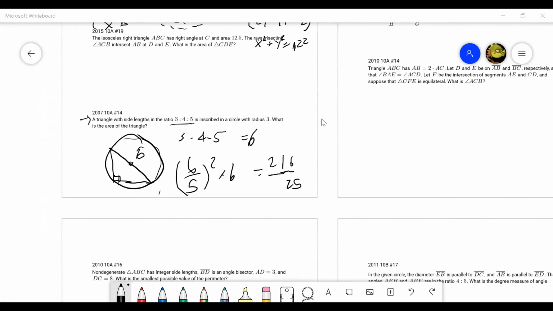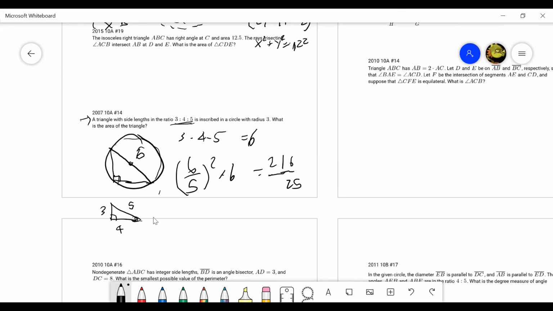Okay, so how did I find the area? Basically, the idea was using similar triangles. And since we know the ratio is 3 to 4 to 5, that means that this triangle right here must be similar to an actual 3, 4, 5 right triangle. And this is going to be your most commonly seen example of a Pythagorean triple of integer sides. So if you ever see 3, 4, 5, immediately think a right triangle.